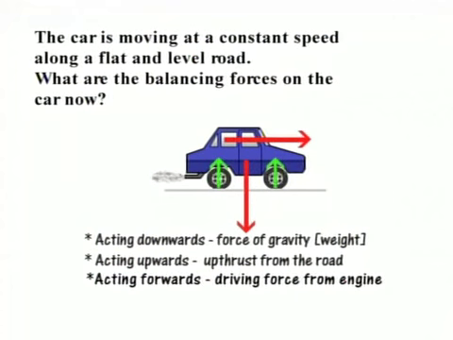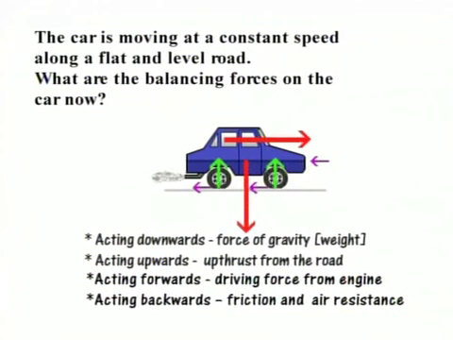There's also the forward driving force provided by the engine passing through the wheels and tyres to the road. This is balanced by the frictional forces in the turning wheels and where the tyres meet the road, as well as the drag from air resistance, both trying to slow the car down.